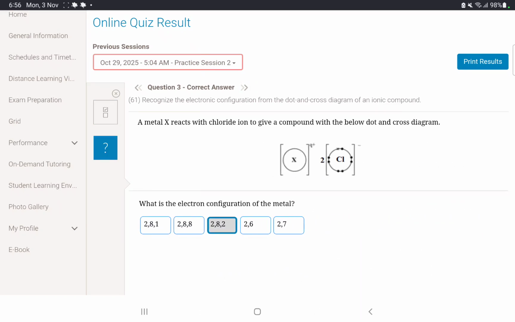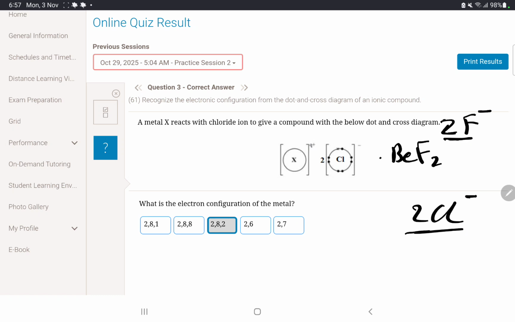Number 3, what is the electron configuration of the metal? When you see this, guys, don't panic. Listen, it's just like that one we were just doing, BeF2. This is the same thing. You have 2, you have Cl, and it's a minus. Just like you had 2, you had F, and it was a minus.